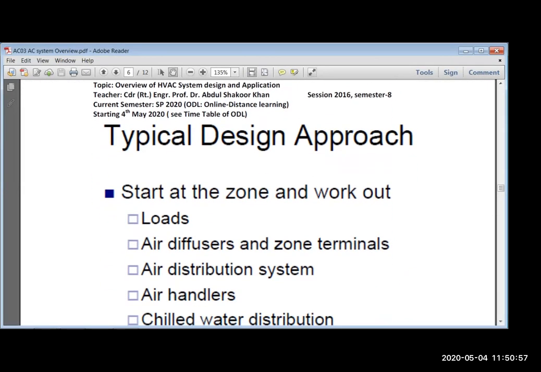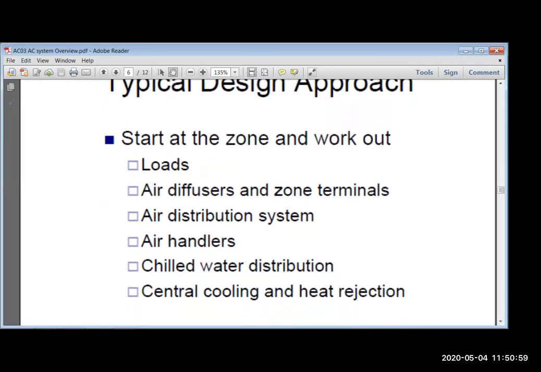So next we go to the next topic, next slide. Typical design approach. So what is the design approach for an AC system? First of all, the term zone. It may be a room, it may be a hall, it may be a collection of rooms, 5, 10, 20 rooms on one side of a huge building. So start with that zone. For each room, know how to do load calculation. Cooling and heating load calculation you will learn later on when you study chapter 4, where the load calculations are taught.